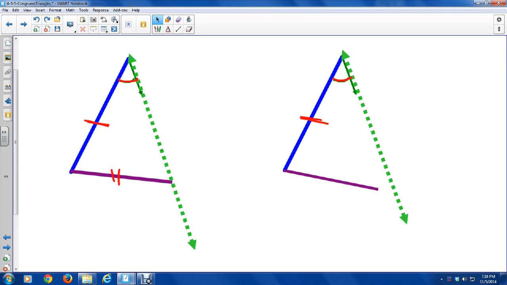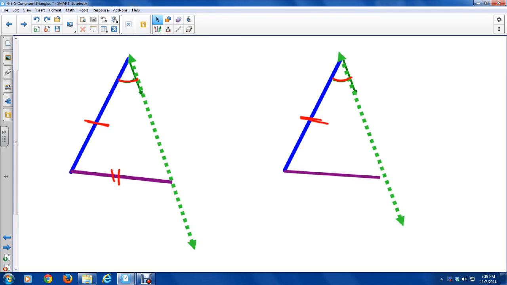Okay, of course I could make the same triangle. And when I say it's not a valid method for proving triangles congruent, that doesn't mean that it's not possible to end up with congruent triangles, because I sure can end up with congruent triangles.